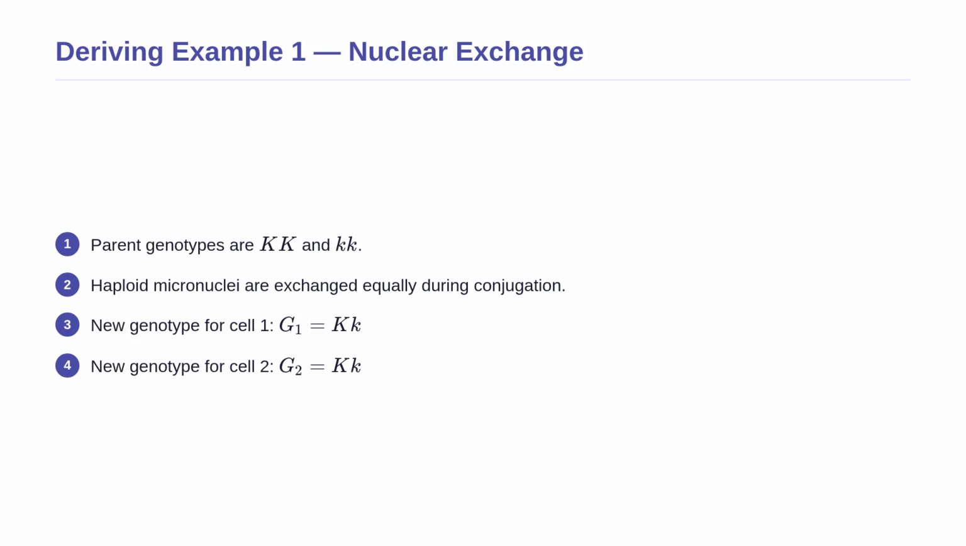Let us break down the derivation of that result, starting with the genetics. During normal conjugation, Paramecia exchange haploid micronuclei. This means they will mix their nuclear genes equally to form new diploid nuclei. Because one parent was homozygous dominant and the other was homozygous recessive, they both acquire the exact same heterozygous genotype, big K, little k. So the genetic viability factor for both cells is now 1.